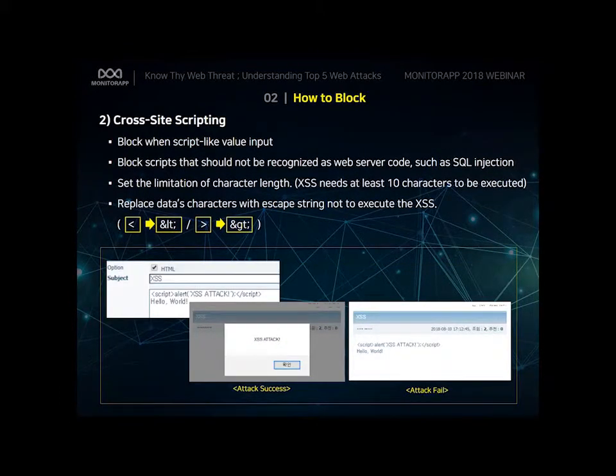In order to prevent cross-site scripting, the first step is to block the input of script type values. As the name implies, XSS is a script, so it has a specific form. Therefore, if all the forms are prevented, the script can't be executed, which means even if the attacker enters the script, the attack will not occur.